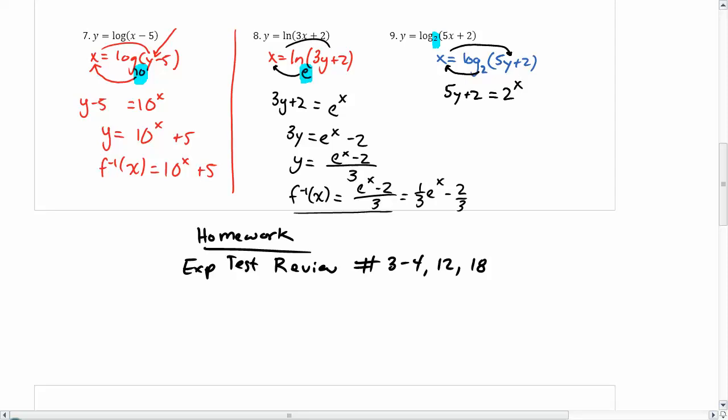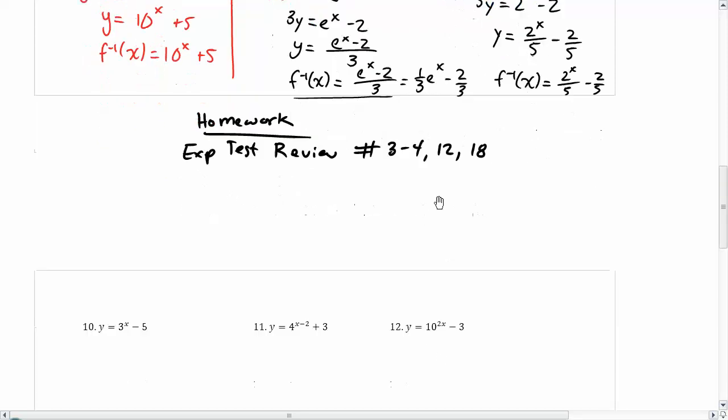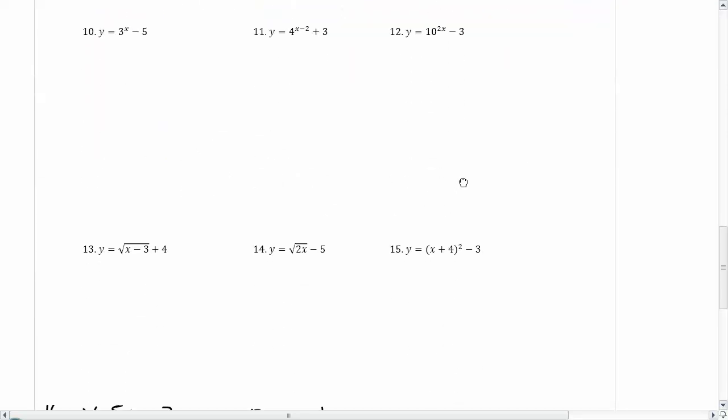Okay, subtract 2 from both sides. We get 5y equals 2 to the x minus 2, and divide both sides by 5. So y equals 2 to the x over 5 minus 2 over 5. And then rewrite it as an inverse: f inverse of x equals the same thing, 2 to the x over 5 minus 2 over 5. Great, okay. So that is the log inverses.